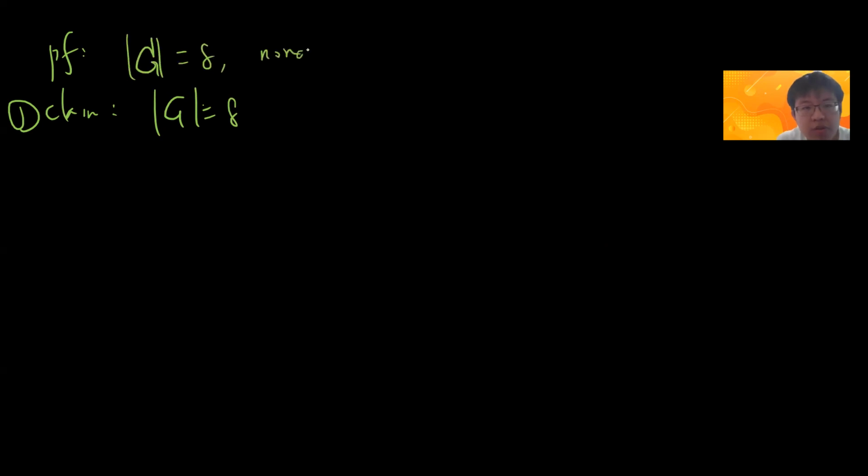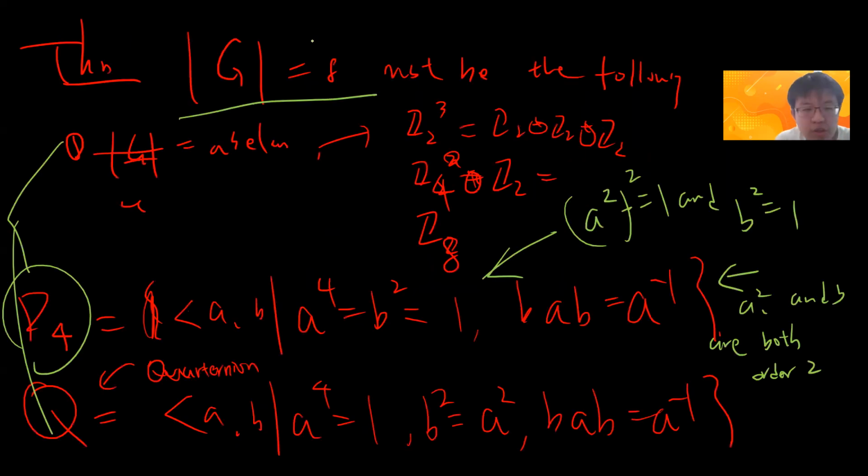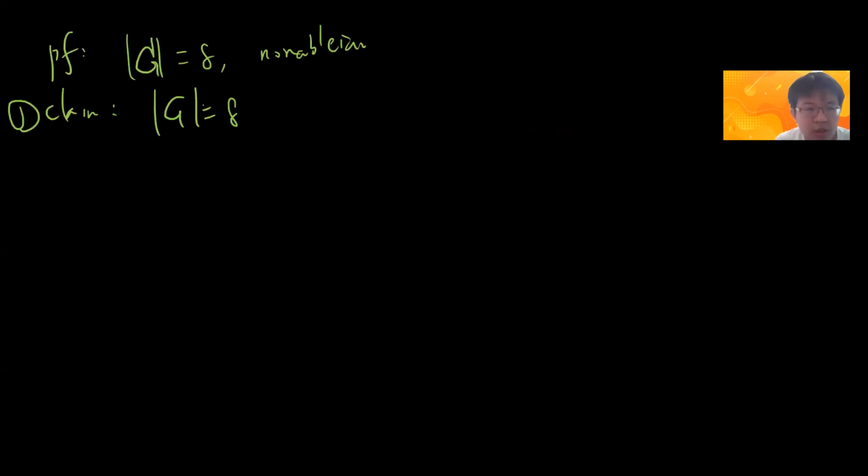Proof. Okay, so I think G is not abelian. If G is abelian, then I don't care, right? I only care when G is not abelian. Okay, so my first claim is that if G has order 8 and is non-abelian, I want to mathematically prove that it must be D4 or Q, right? So if G has order 8, let's see.